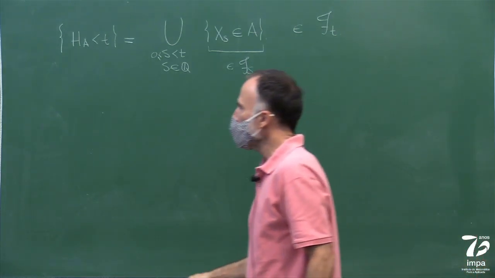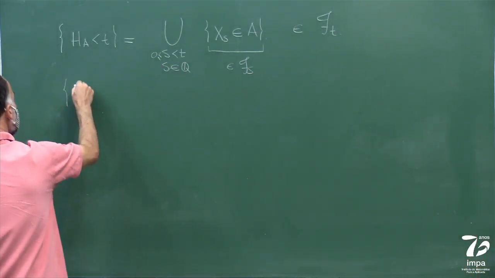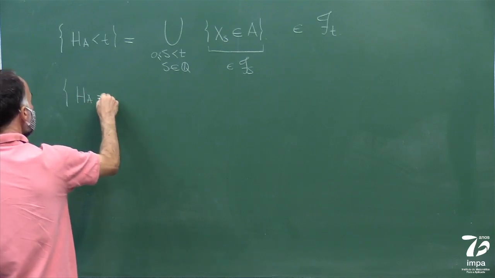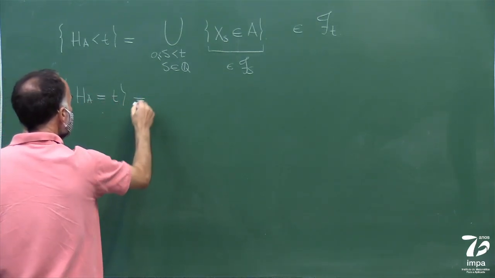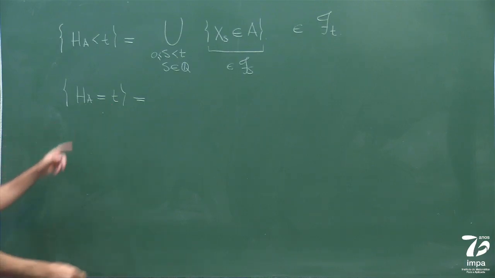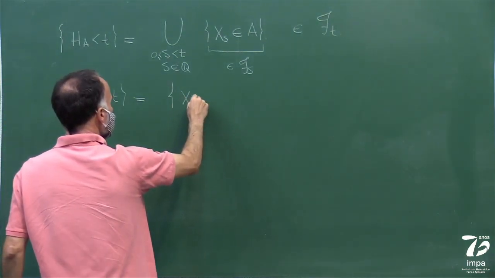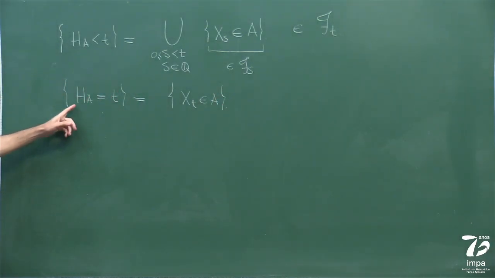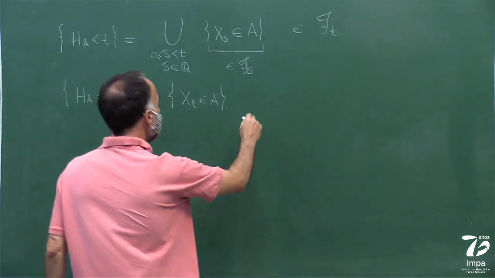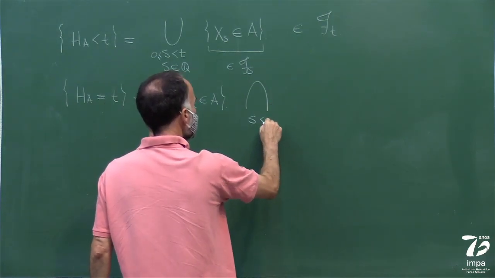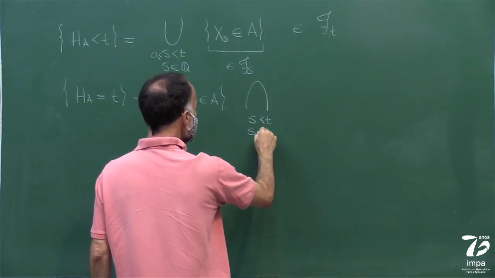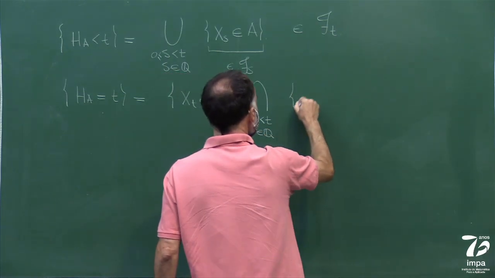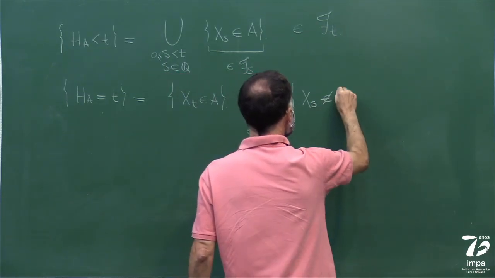Right? While if H_A is equal to t, what does it mean? It means that at time t the process belongs to A, so X_t belongs to A, and that it never hit A before time t. And I claim that this is exactly equal to the intersection, for s smaller than t, s rational, of the sets where X_s does not belong to A.